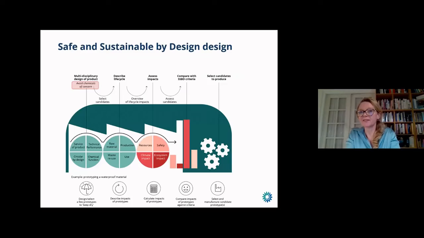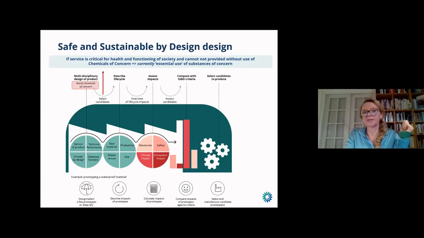So this brings us to the Safe and Sustainable by Design, and we produced a web briefing this year describing how this could be done, where we talk about the multidisciplinary design of a product, where you bring together people of different backgrounds to talk about what is the service you need, what should be the technical performance, consider how to make it circular by design so you can separate it, repair it, etc., and think about the chemical function there.